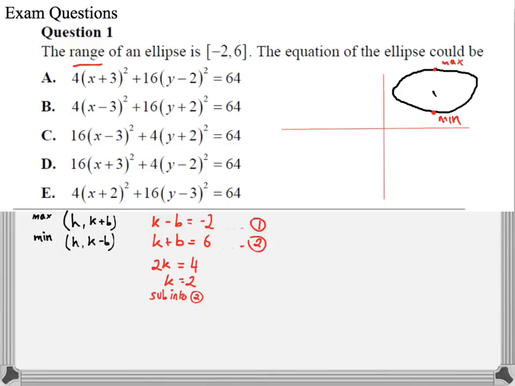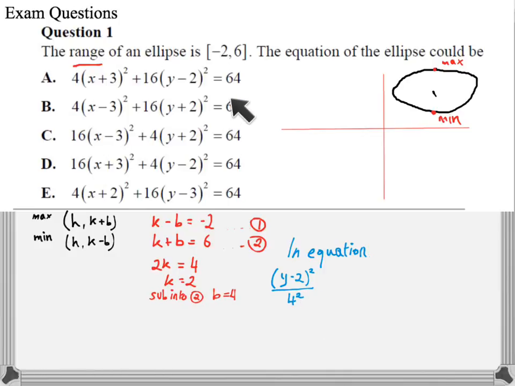Having solved for k, I substitute that back into equation 2 and solve for b. I get b is equal to 4. So now I know my two parameters in the general form of the equation. The y term is going to look like this: for a k of 2, I'll have y minus k, or y minus 2 squared, divided by the b number squared. Your b number is 4, so we get 16 in the denominator.